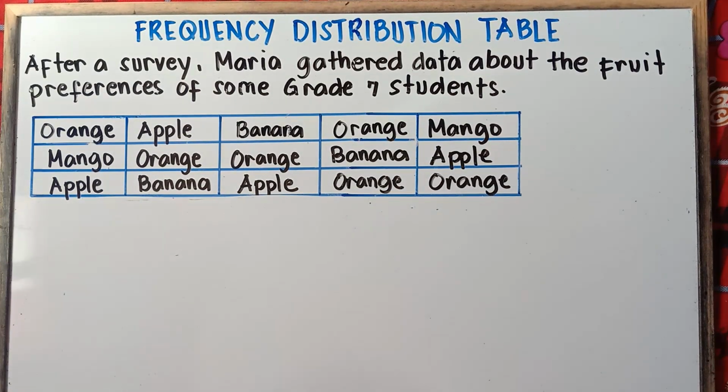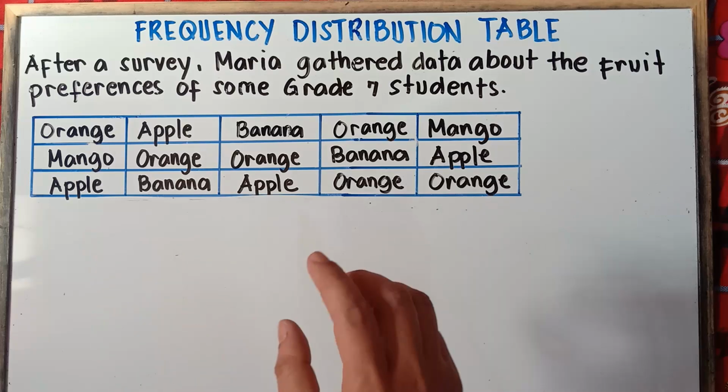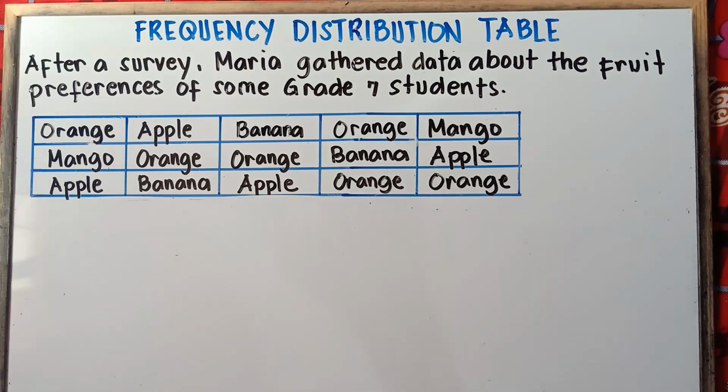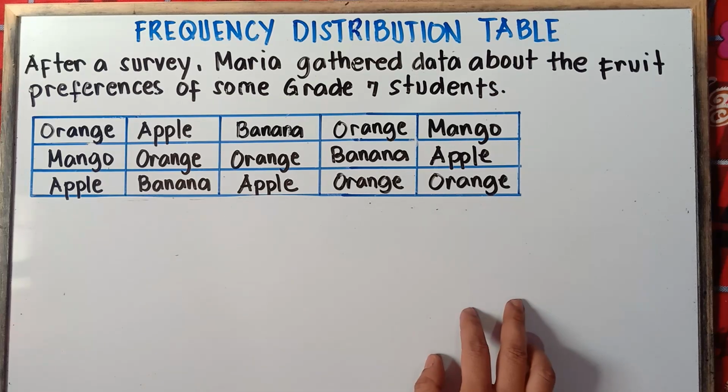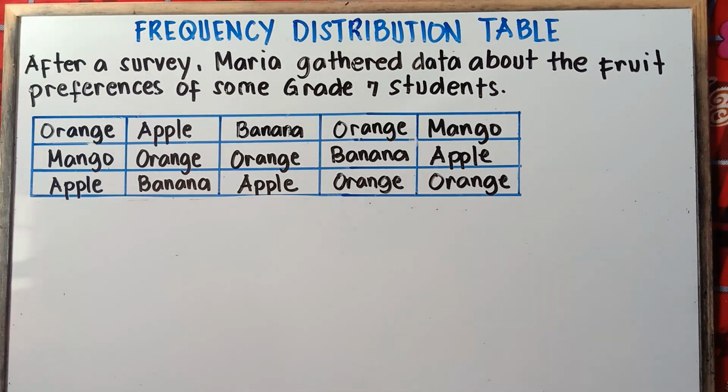For our first example, after a survey, Maria gathered data about the fruit preferences of some grade 7 students. These are the following data: orange, apple, banana, orange, mango, and so on. Therefore, class, our category is fruits. We're going to construct a frequency distribution table with this given data.